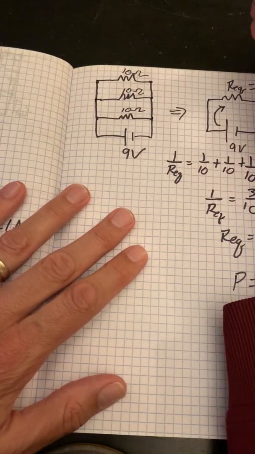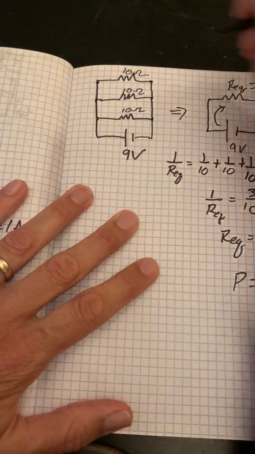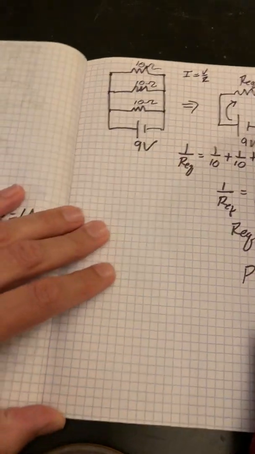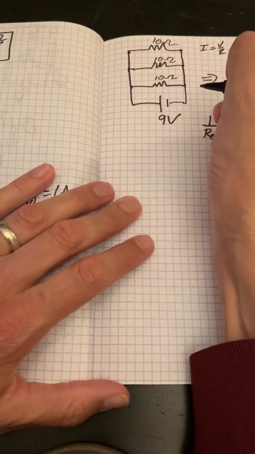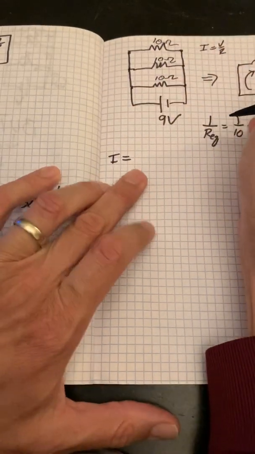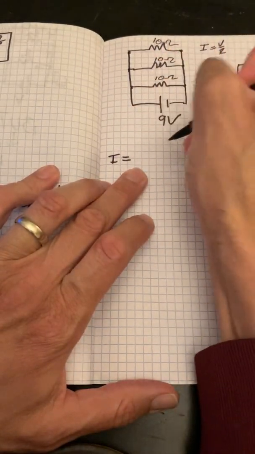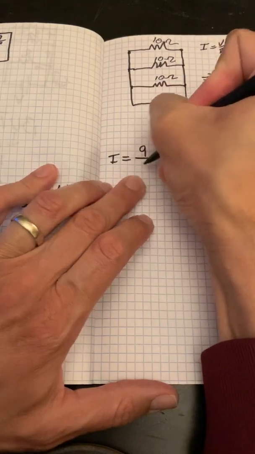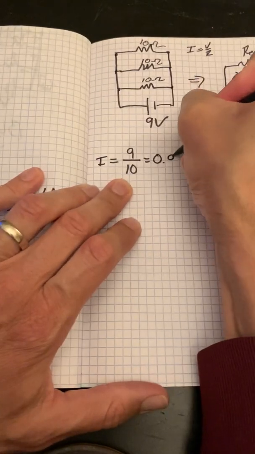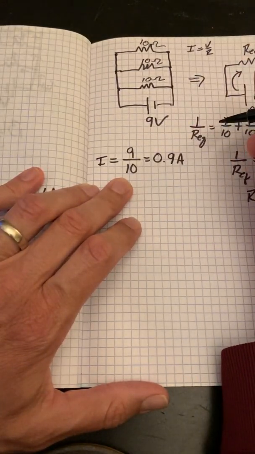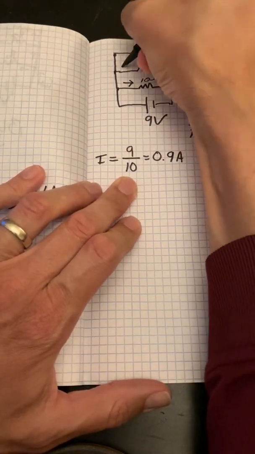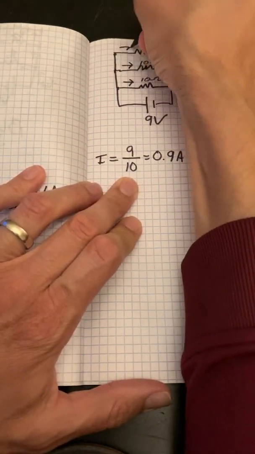So how do I find the current? Well, I is just equal to V over R for each of those resistors. So that should not be particularly hard. So I is equal to V, which is 9 volts, over R, which is equal to 10. Oh, well, that's easy. That's 0.9 amperes should be flowing through each one of those branches. So each one of these gets 0.9, 0.9, and 0.9.